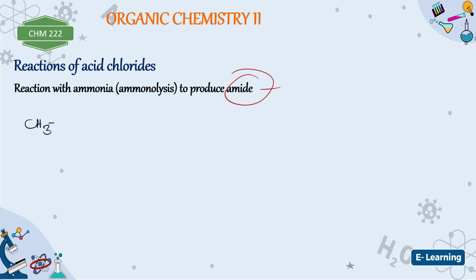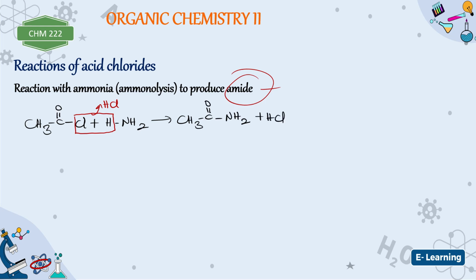You have CH3, C double bond O. Here will be Cl. Ammonia can also be written as this. Do you know that? Because this is NH3. Now, at the end of the day, when this one combines with this, it's going to form HCl. Right? Now, finally, this is going to give us CH3, C double bond O, here will be what? NH2 plus HCl.